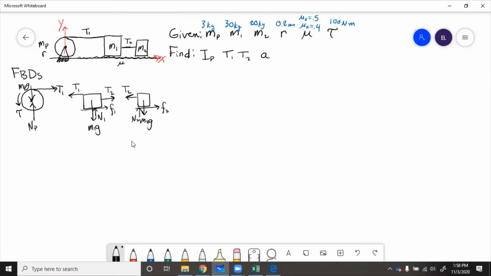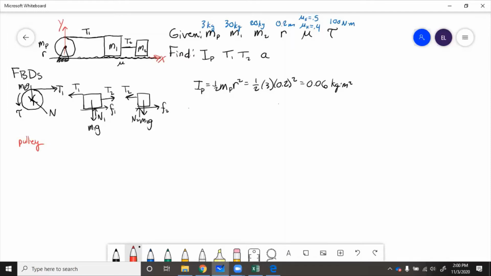So a couple things that we can figure out beforehand: inertia. Basically just inertia. So I equals 1/2 MP R squared. So 1/2 times 3 times 0.2 squared equals 0.06 kilograms times meter squared. And then for each block, we'll do each one in a different color. What matters on the pulley is the torque because it's not moving in X or Y, and there's no friction on the pulley. Friction's only on the blocks.